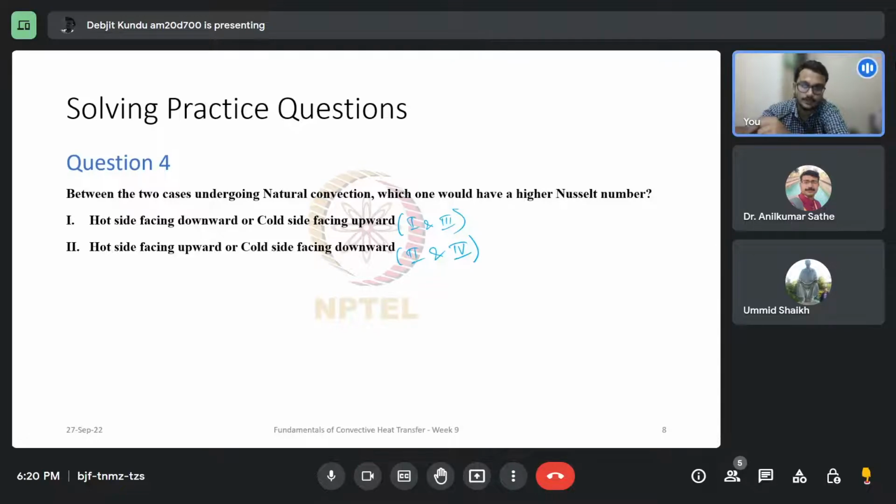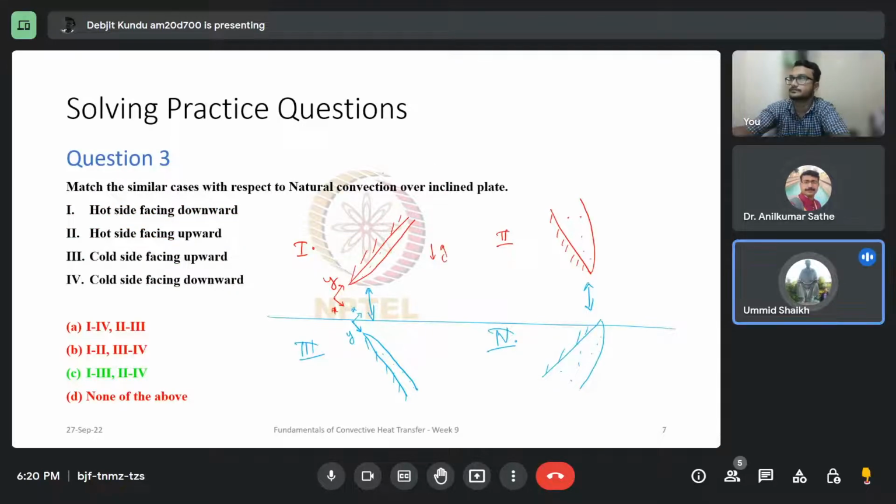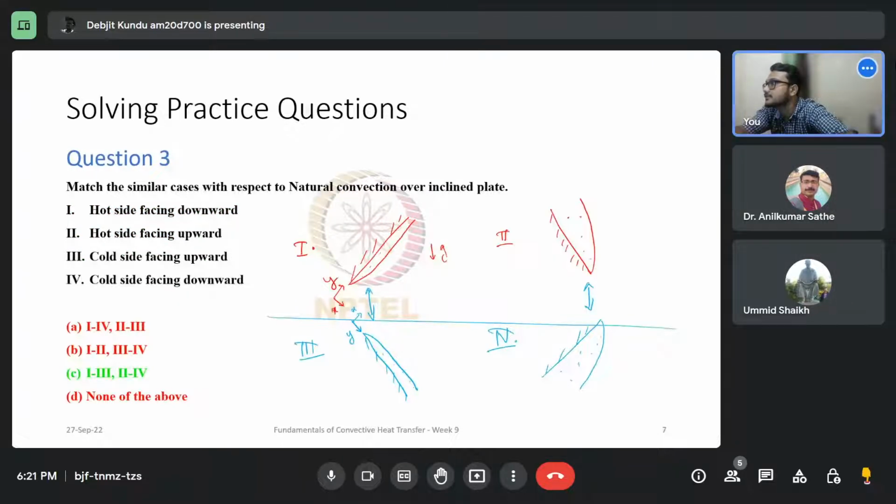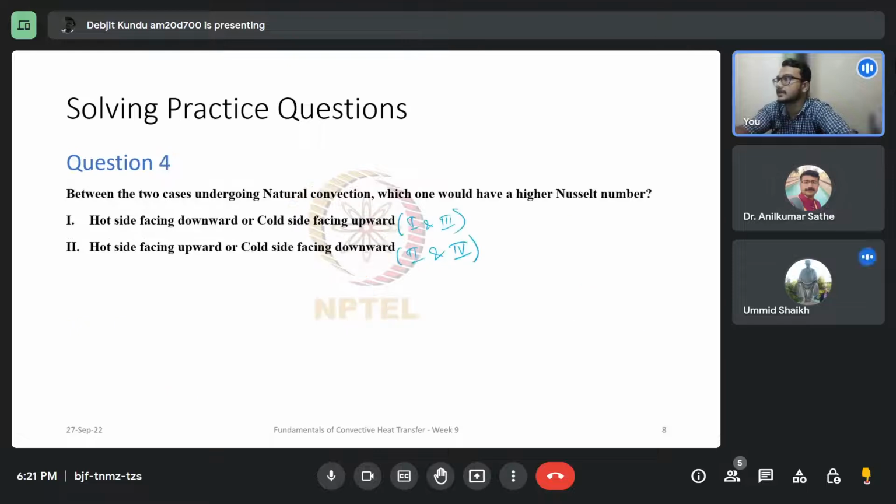So which one would be higher? First, let's discuss this now. No, not the first one, the second one. I think hot side facing upward is having less. Yeah, correct. So this coloring is wrong, this answer is wrong, and this is the correct answer. Hot side facing downward would have a higher Nusselt number compared to the other one.